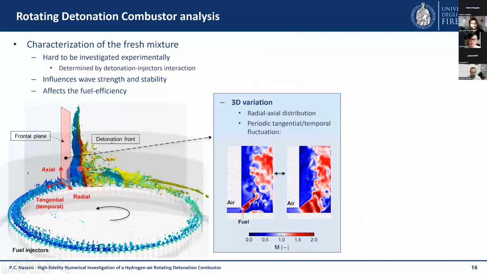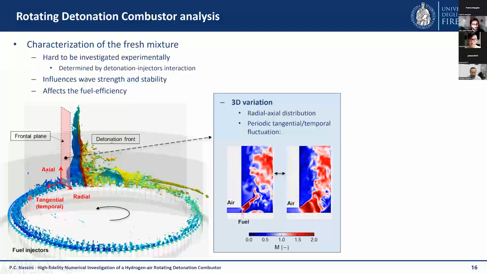So what we want to do is to provide a complete characterization of the fresh mixture inside the refill region, but specifically we want to know the gas state in a plane which is right in front of the detonation front. So this is really the gas which is then detonating, so which is invested by the detonation front. This gas, as you can see here, has an axial and radial variation, but also a tangential or temporal variation, if you want, because this frontal plane is preceding the detonation front continuously during the detonation.